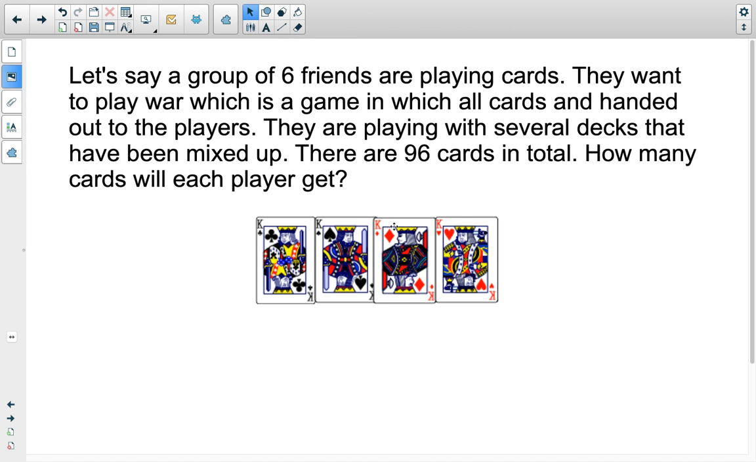If you ever play War, it's just the highest card wins. They're playing with several decks, so they've put more than one deck of cards together because they can't find a full deck, so they just stick a bunch of cards together, which we usually do. So there are, in fact, 96 cards in total. All the cards have to be handed out. The question is, how many cards will each player get? So what we're really doing is taking the 96 and dividing it between 6 people.